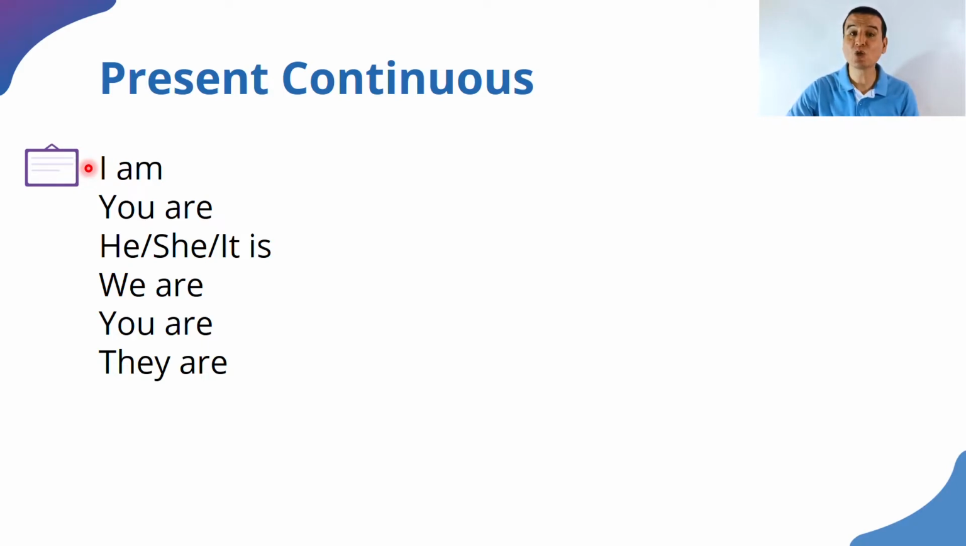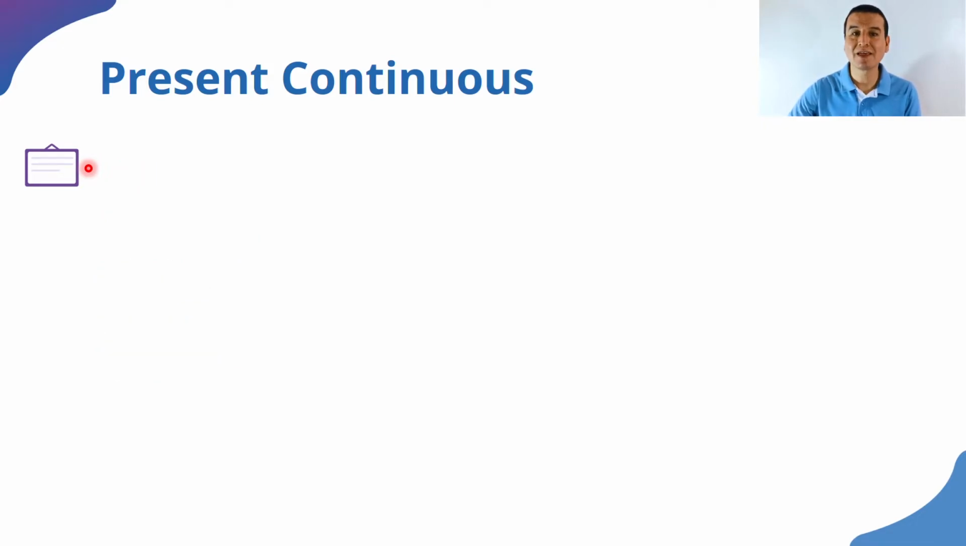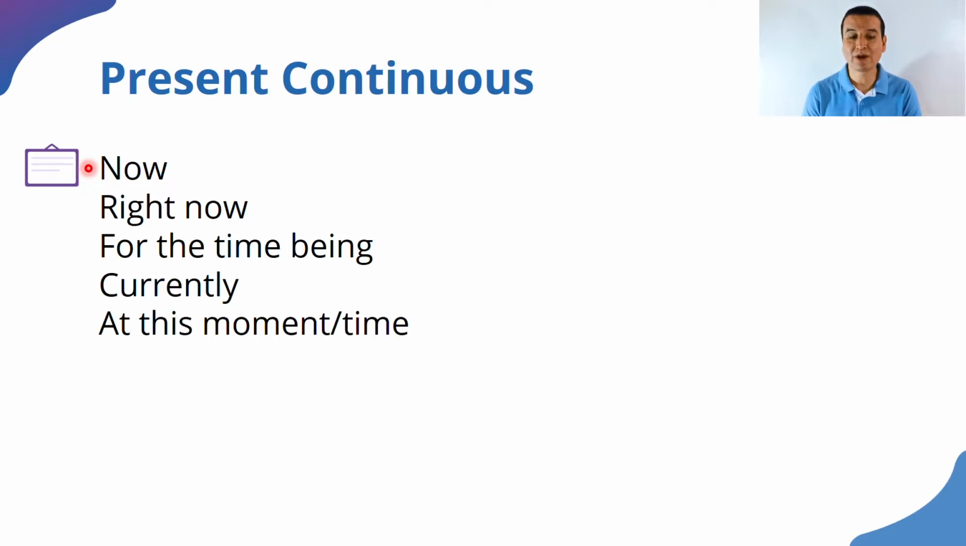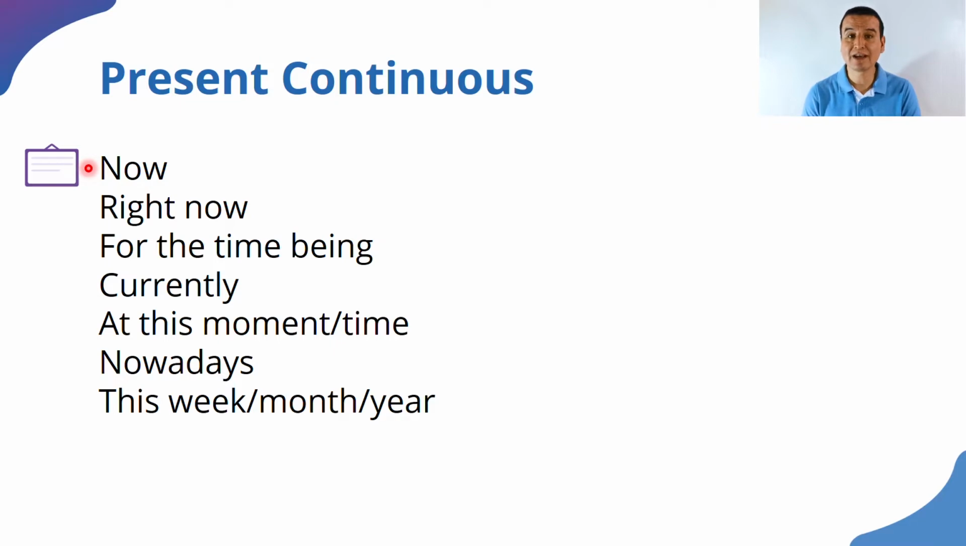And I would like to show you some time expressions that usually accompany descriptions in the present continuous. We could say she's sleeping now, right now, or for the time being, currently, at this moment, or at this time, nowadays, this week, this month, this year. Like this year, I am studying English. This month, I am going to the park every day, etc. So these are time expressions that we can use to accompany the present continuous.